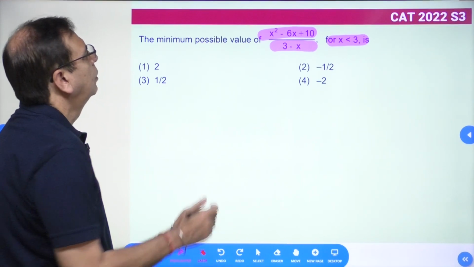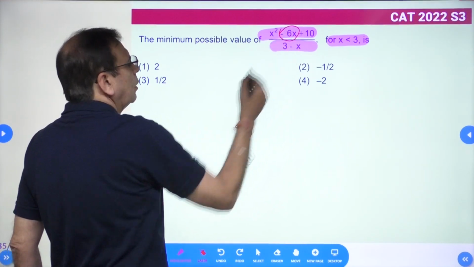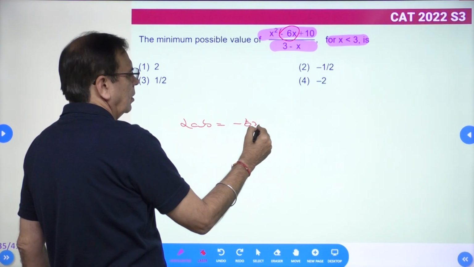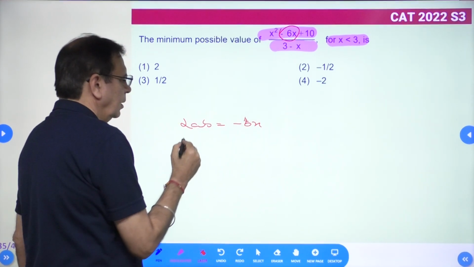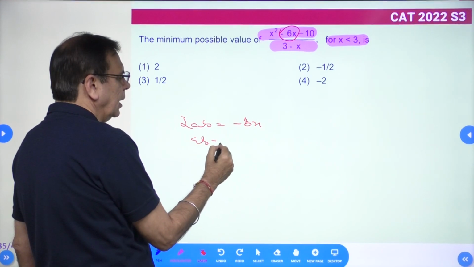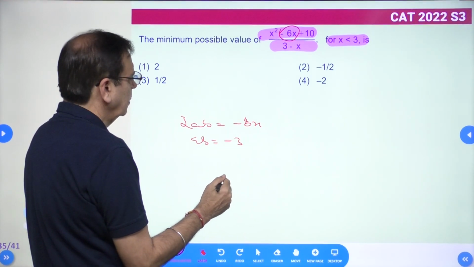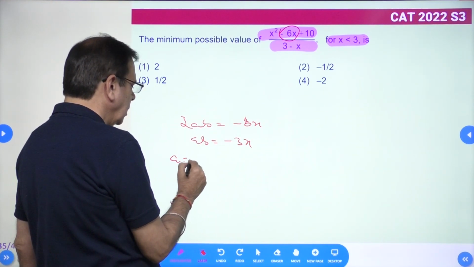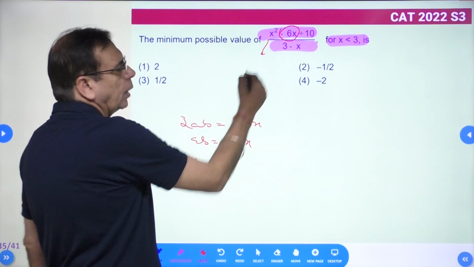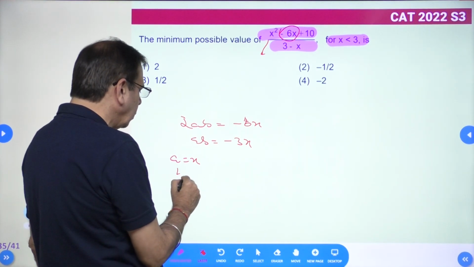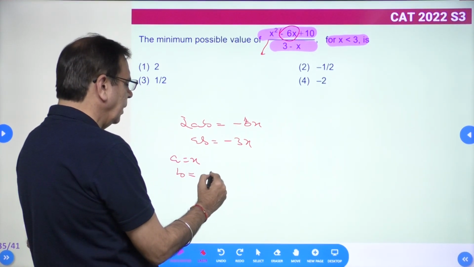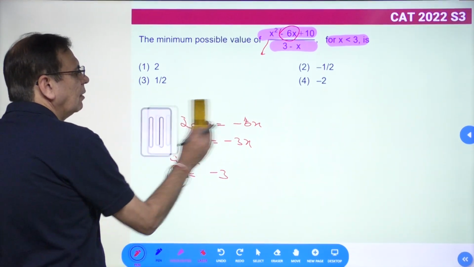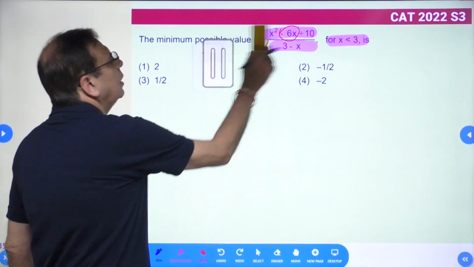Okay. Now, if I say 2ab is equal to minus 6x, 2ab is equal to minus 6x. Okay. यही दिख रहा है ना? That means a into b is equal to minus 3x. Okay. a is equal to x. Because a is equal to x, x square आ रहा है ना? If a is equal to x, what will b be equal to? That means b will be equal to minus 3. Okay. So what will we do? We will write it in the form of x minus 3 whole square.